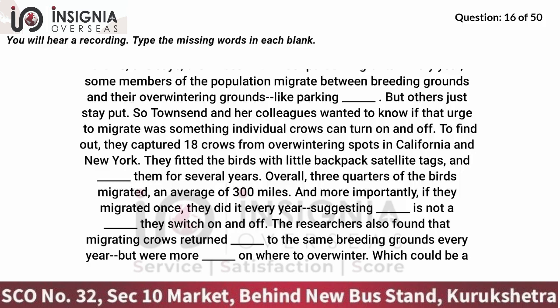To find out, they captured 18 crows from overwintering spots in California and New York. They fitted the birds with little backpack satellite tags and tracked them for several years. Overall, three-quarters of the birds migrated, an average of 300 miles. And more importantly, if they migrated once, they did it every year, suggesting traveling is not a habit they switch on and off. The researchers also found that migrating crows returned faithfully to the same breeding grounds every year, but they were more flexible on where to overwinter, which could be a good thing.